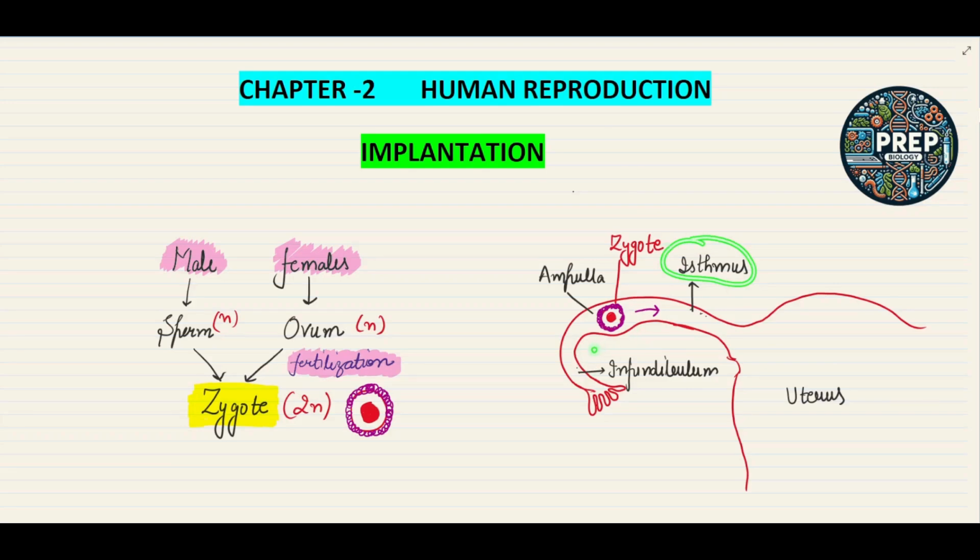So in this class, we are going to discuss the different events that occur in the female reproductive system for the implantation process. I hope this is clear to you all.